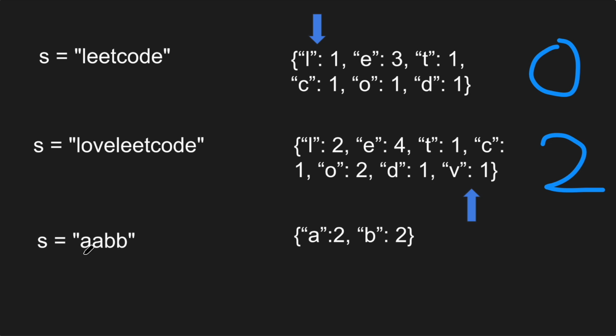And then for this one, we'll loop through A. Value is 2. Iterate to A again. Once again, value is 2. And now we're at B. Value is 2. B, value is 2. And if we're at the end of the string and we still cannot find a key with a value of 1, then we would just return -1.